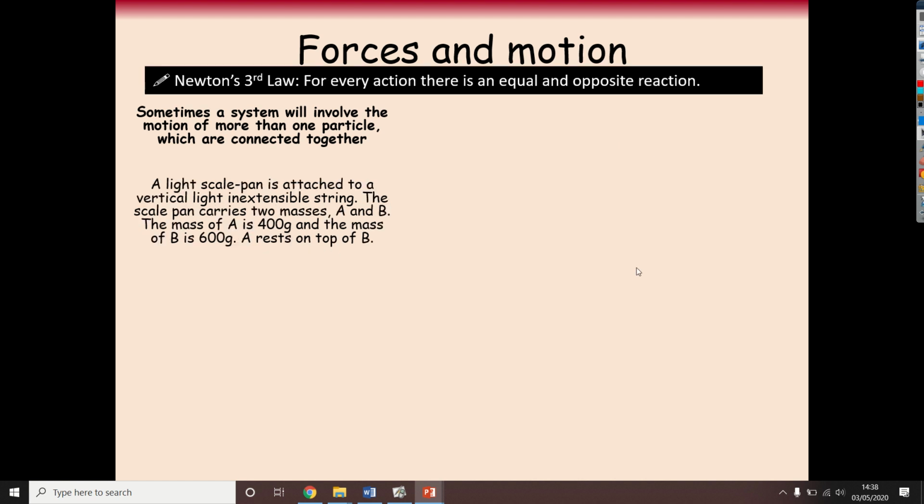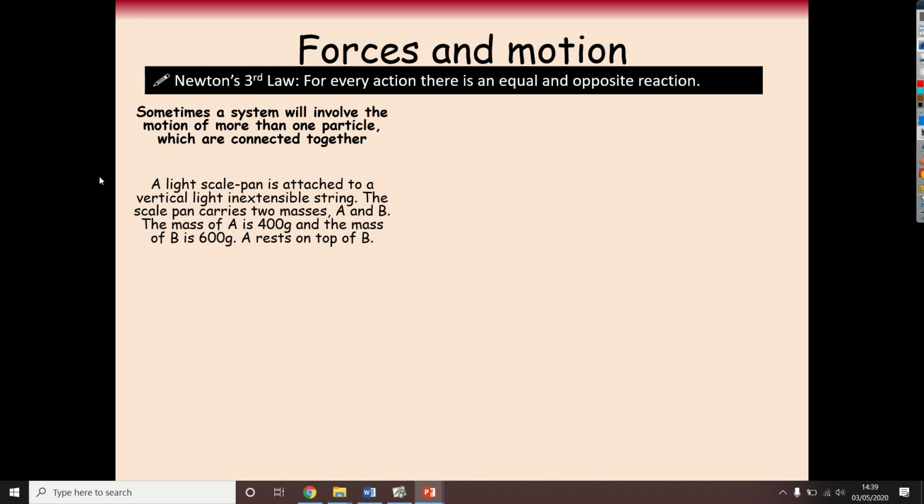Okay, let's do another example. This is a different one. This is a scale pan. This is quite a common question to see in exams, and it relies quite heavily on what's in this black box here. This is Newton's third law. For every action, there's an equal and opposite reaction. It can be quite difficult to understand this concept because of little subtleties that creep into these questions. But it's worth doing a lot of practice on it to get the hang of it.